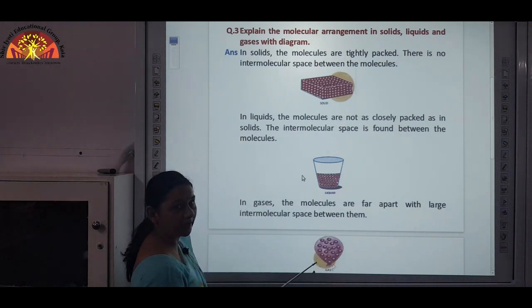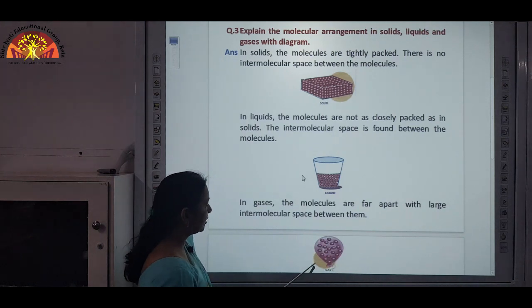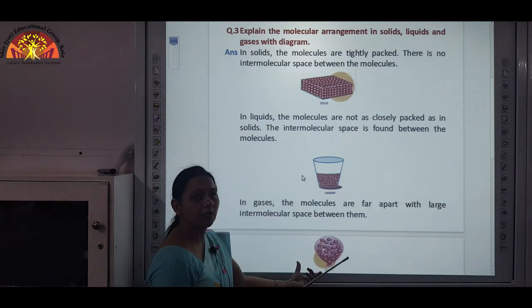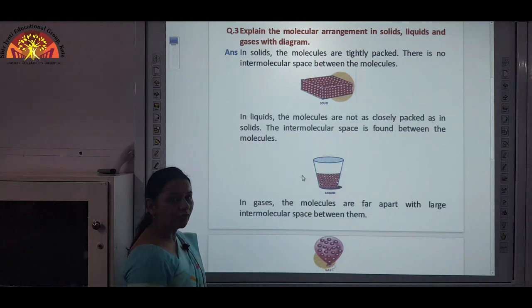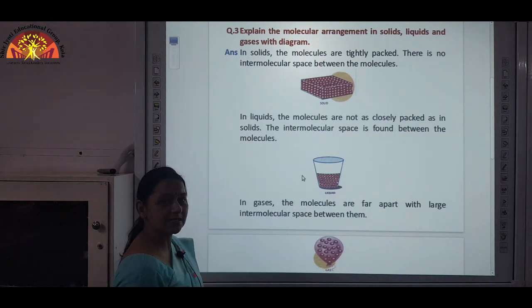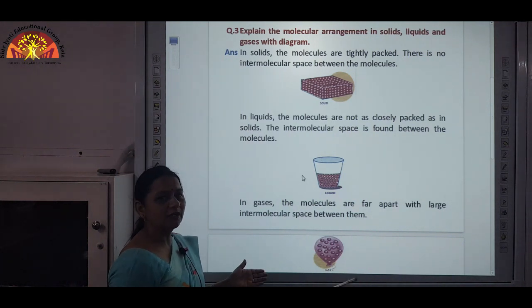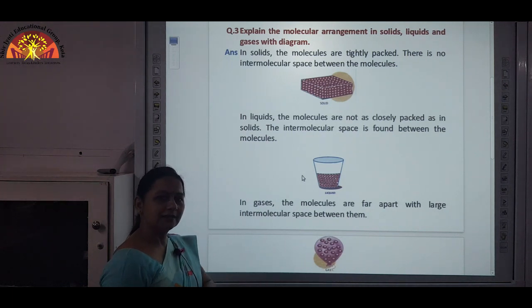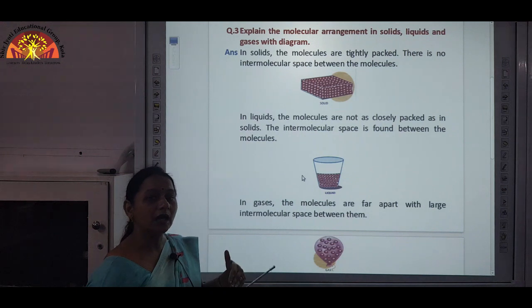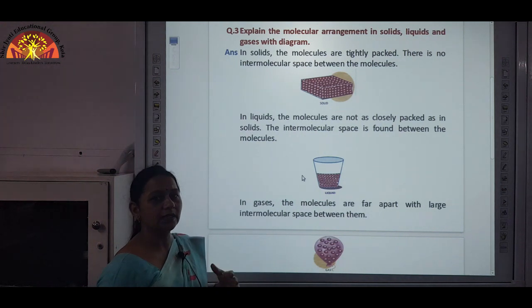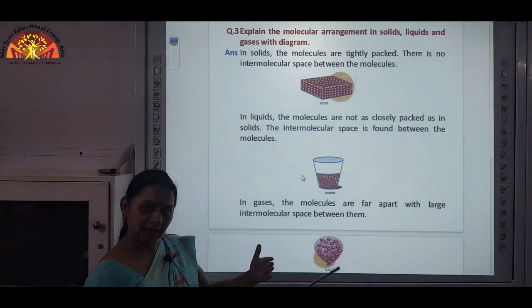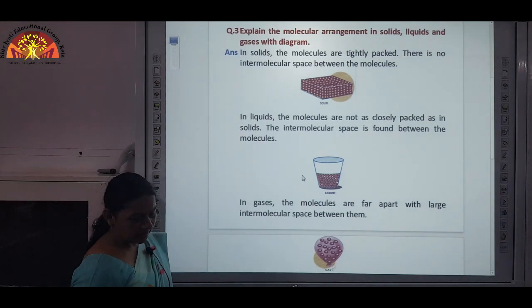Now, in gases the molecules are far apart. As you can see in the diagram, the molecules are very far apart and they have large intermolecular space between them. So, the force of attraction between the molecules is not there. They are free to move and take up all the available space. As you can see, gas molecules spread all over the entire space in which they are kept, whatever they get.